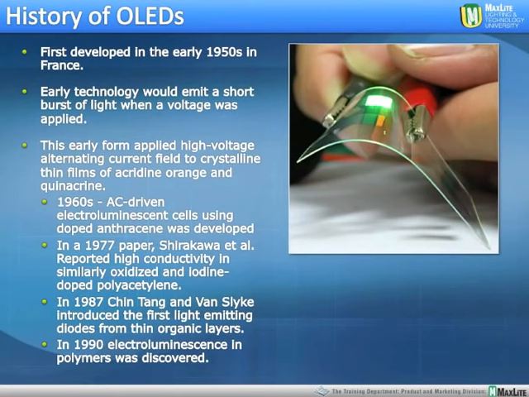A little bit of the history of OLEDs. First developed in the early 1950s as theoretical out of Europe. Early technology would emit a short burst of light when voltage was applied to layers of materials. This early form applied a high voltage alternating circuit AC power field, and this field was made out of available substrates at the time. In the 60s, they were able to go over to AC and using additional substrates and materials. By 1987, they were getting light-emitting diodes with organic layers for the first time. That was not that long ago, considering how deep organic LEDs are in our everyday, day-to-day business today.